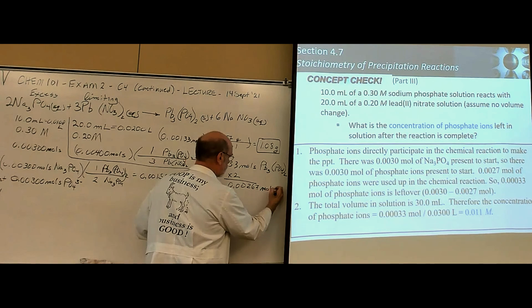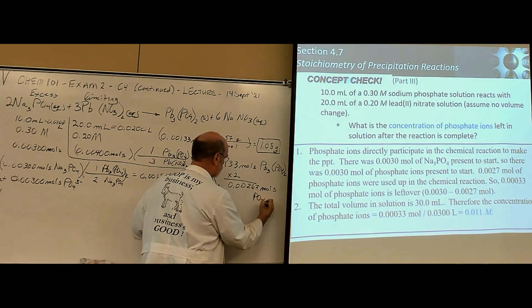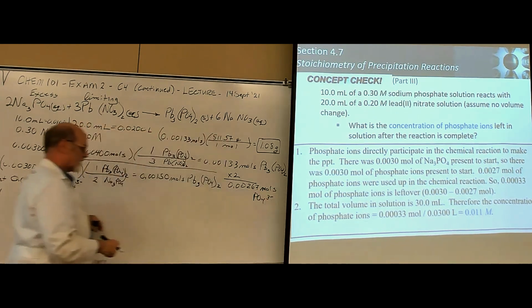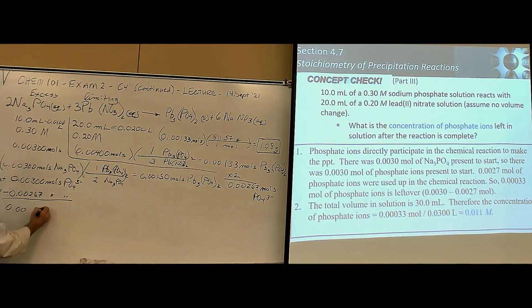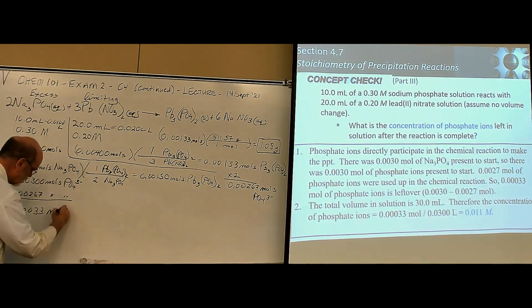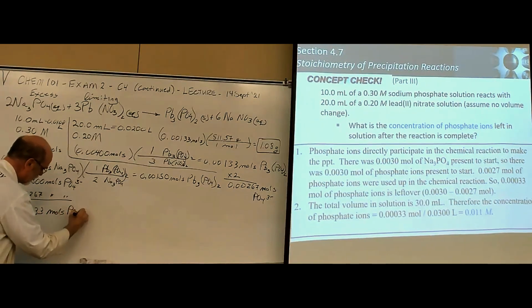Moles of phosphate. So that's what was required from this. So we subtract that 0.00267 moles of phosphate. What's left over? Let's see, 3, 6 minus 3, and that's it. That many moles of phosphate remain.